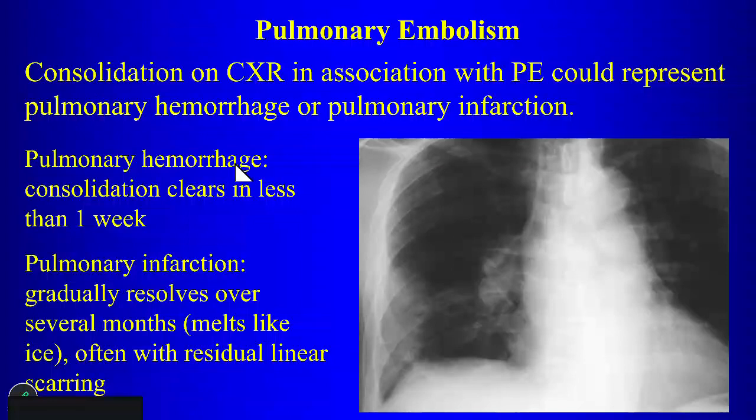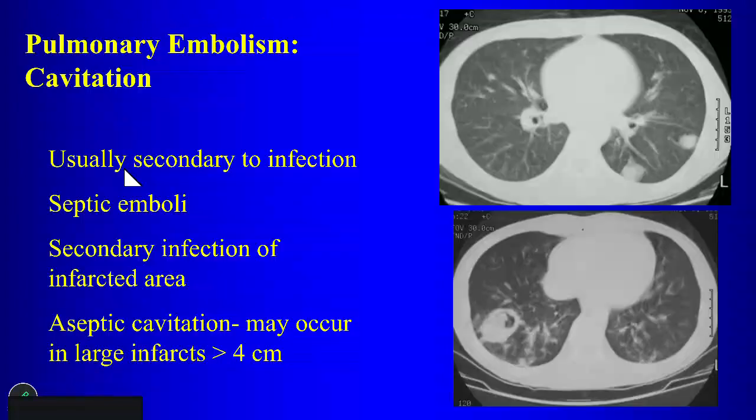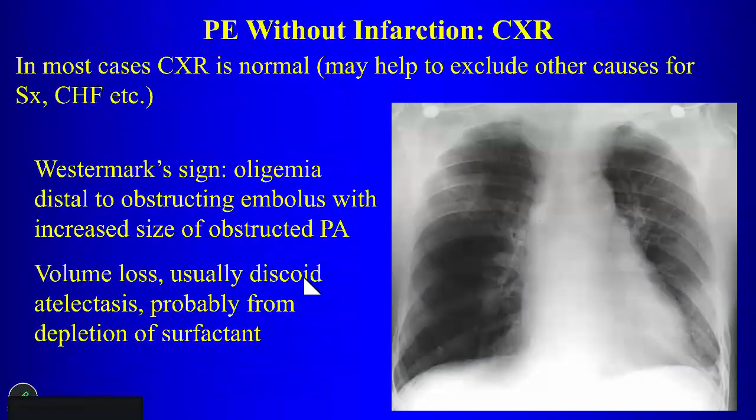We talked about pulmonary hemorrhage, the differences between consolidations for pulmonary hemorrhage and pulmonary infarct. Sometimes you can have cavitation, right? If you have cavitation, of course, you think of septic emboli, but very large infarcts also can develop cavitation. That's called aseptic necrosis in very large infarcts, but that's rather unusual. Usually, if you see peripheral opacities like that with cavitation, you're going to think about septic emboli.